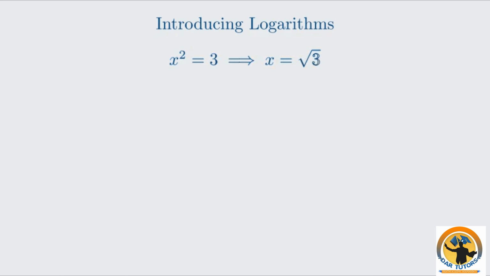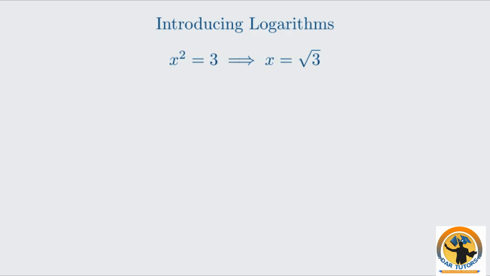Now let's move on to a new operation that is the reverse of exponentiation. Our goal is to understand what a logarithm is and how to convert between exponential and logarithmic forms. This new operation is called a logarithm. Think about how we solve for x in an equation like x squared equals 3. We use the square root function, which is the inverse of squaring. The square root function answers the question, what number, when squared, gives 3?